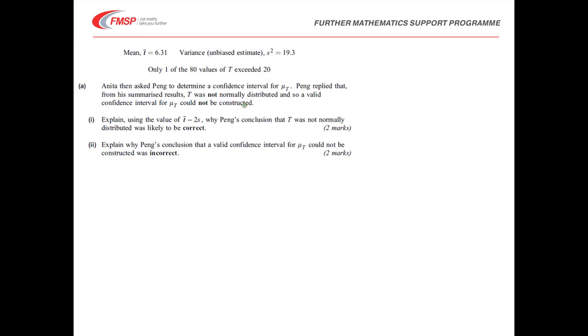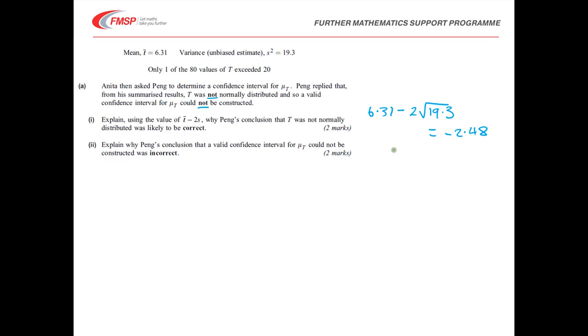Anita then asks Peng to determine a confidence interval. Peng replies that from his summary results, T was not normally distributed, and so a valid confidence interval could not be constructed. So we've got to explain why, using this particular value, Peng's conclusion is likely to be correct. So let's calculate T bar minus 2s. So that's 6.31 minus 2 lots of the square root of 19.3. Okay, and if we work that out, that gives me negative 2.48.